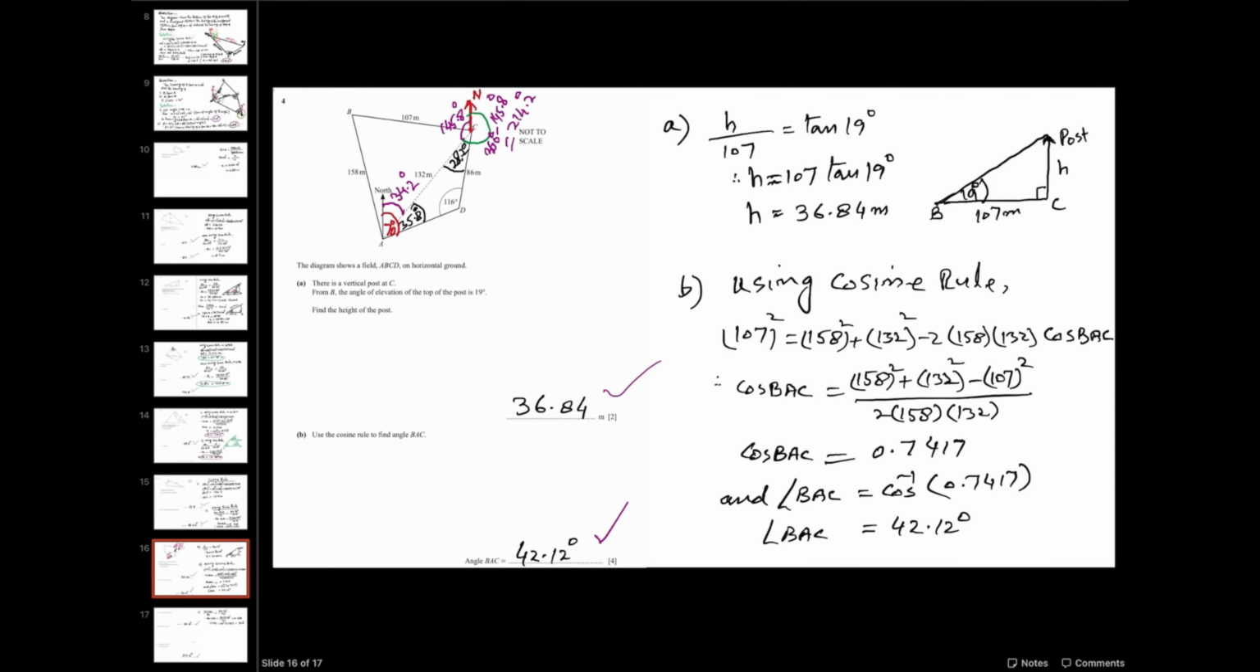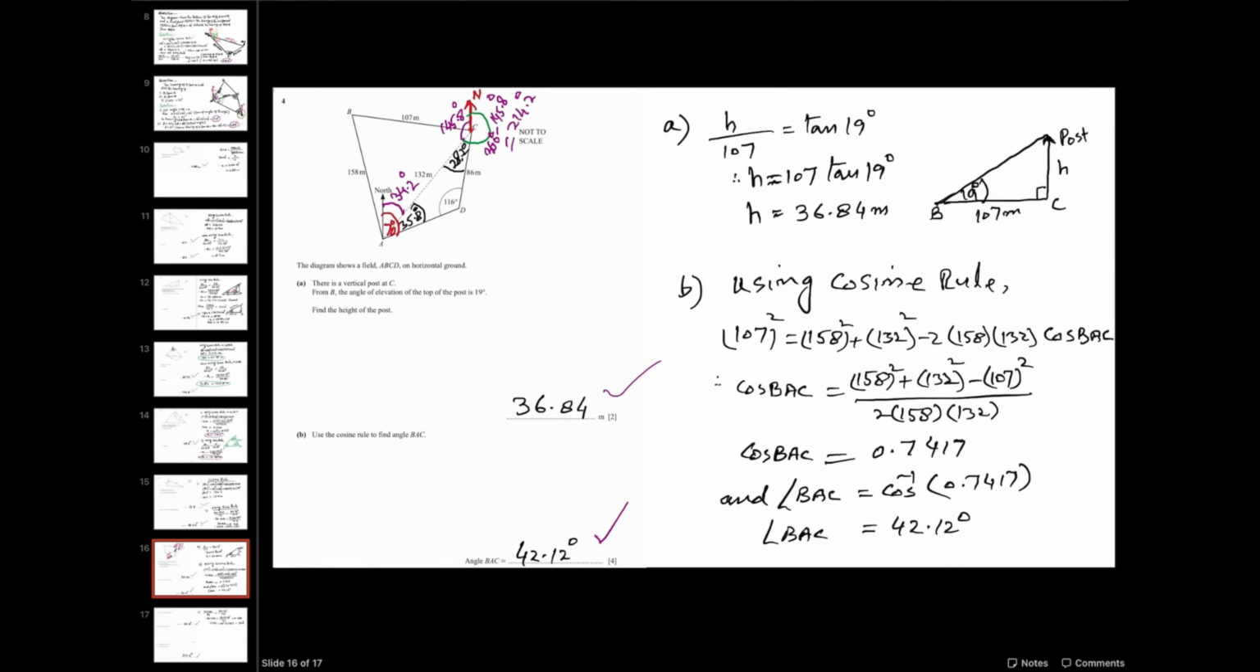Now in next question, the diagram shows a field ABCD on horizontal ground. A part, there is a vertical post at C. From B, the angle of elevation of the top of the post is 19 degree. Find the height of the post. Now I am going to solve this part A. Post is not shown in the figure, so I have drawn a new figure for the post.